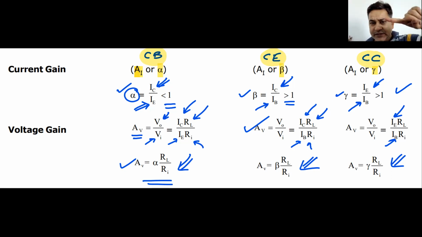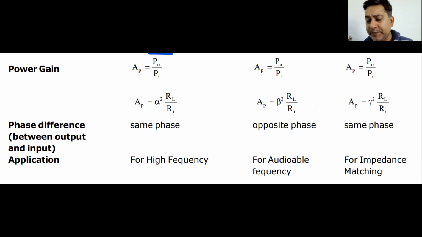Okay, we have seen current gain. We have seen voltage gain. We have seen the relation between them. Now comes the third part, which is power gain. Everything is about power. Power gain is output divided by input.